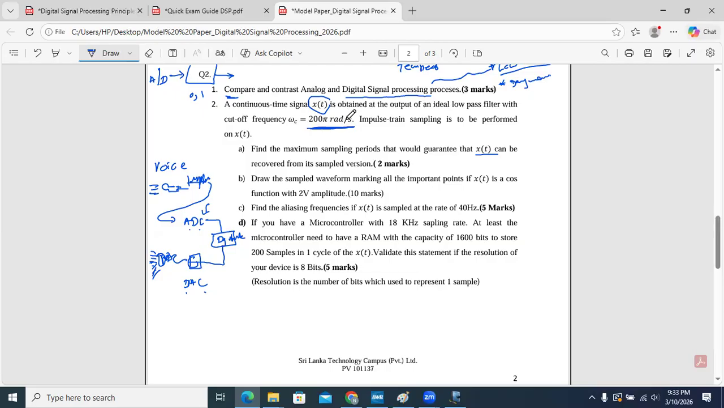This is the maximum signal you will have at the output of the low pass filter. x(t) is the output of the low pass filter. This is the cutoff frequency, and that is the maximum value you can have. So you can find the sampling frequency, that is 405 radian per second. This is the omega.